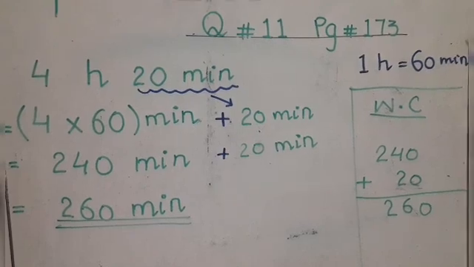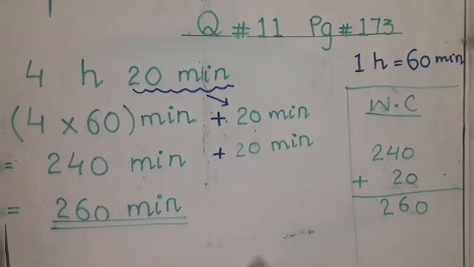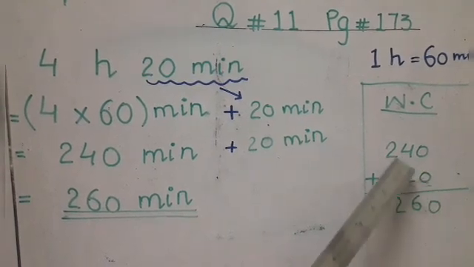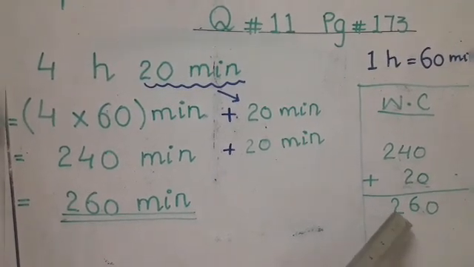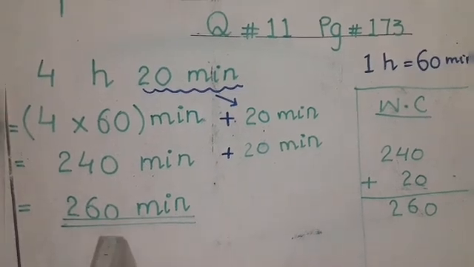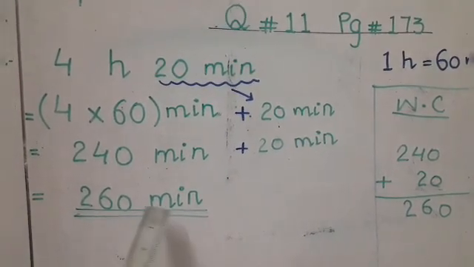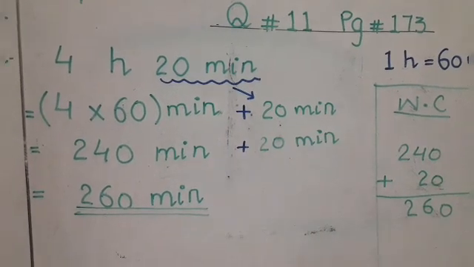Okay, students, now you can see that I write 240 plus 20 minutes, and now I add it: 0, 4 and 2, 6, and 2 will come as it is. So the answer is 260 minutes. So we get the answer when we add these numbers. We get the answer 260 minutes.